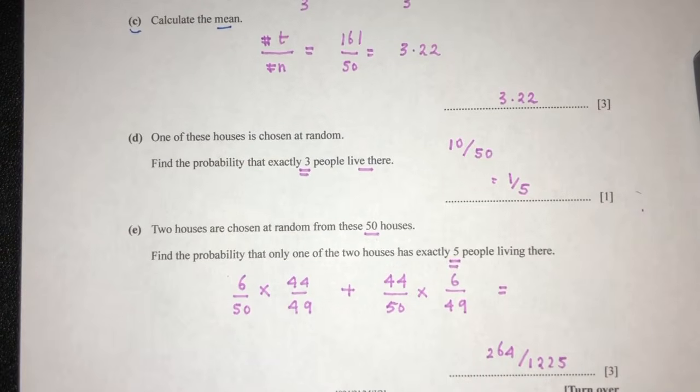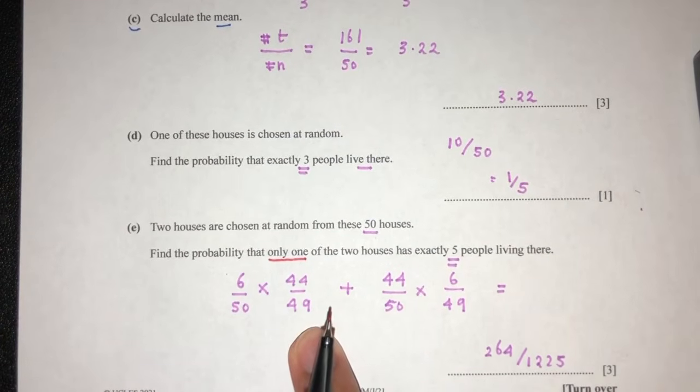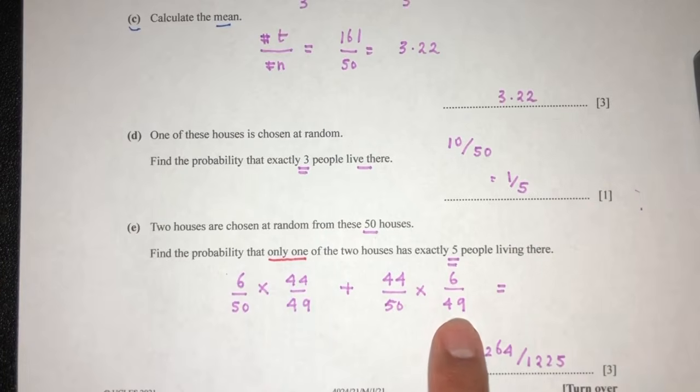So whenever you see only one or the other, it means we have to always find one and multiply by 2, or we have to find each of the possibilities. So it could be this one first and then the other one, or the other one first. That will be part E, and that will be your question number 2.